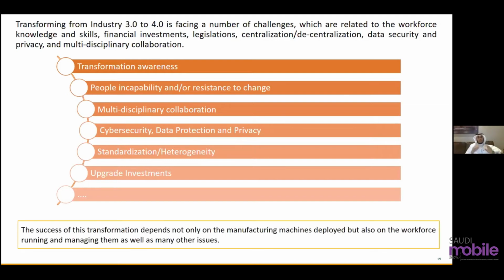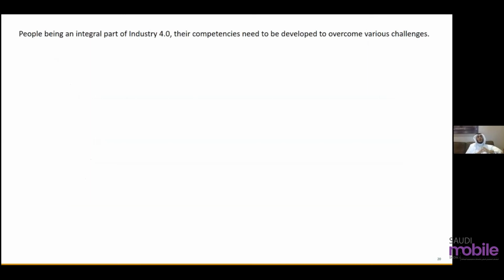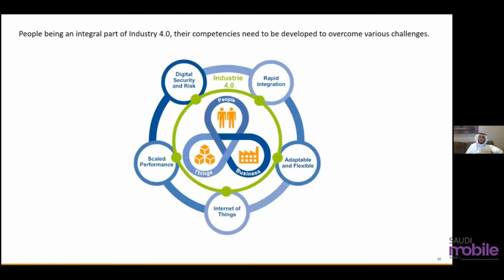So the success of this transformation depends not only on the manufacturing machines deployed, but also on the workforce running and managing them, as well as many other issues that we have mentioned. People being an integral part of Industry 4, their competencies need to be developed to overcome various challenges.